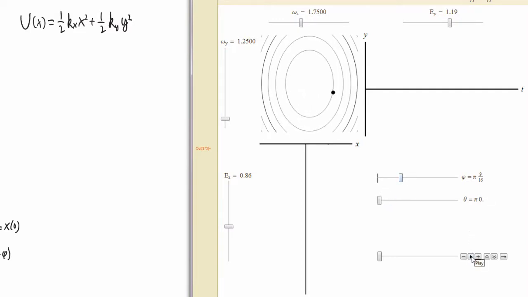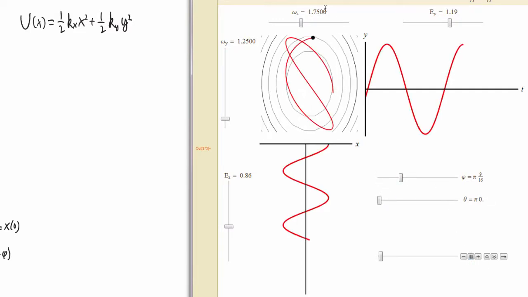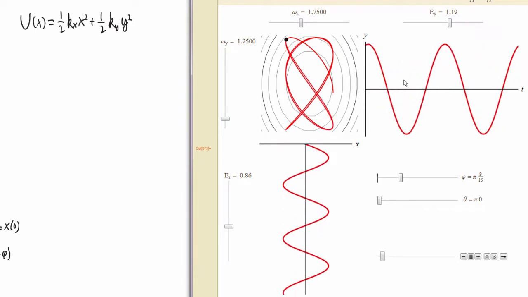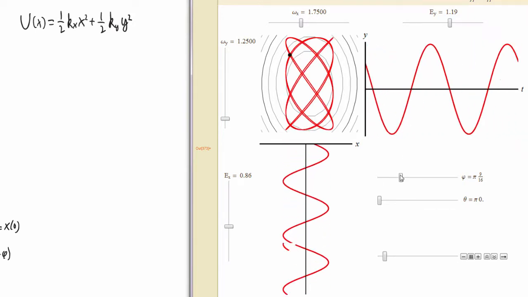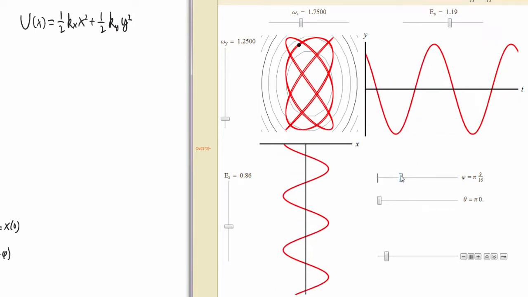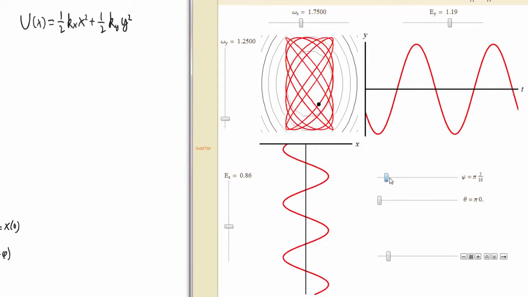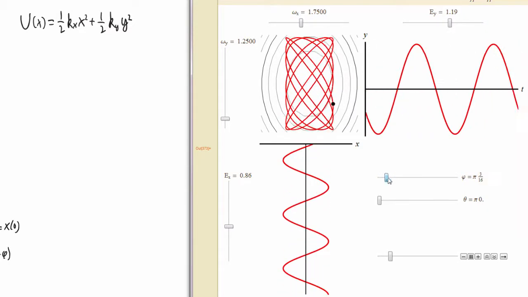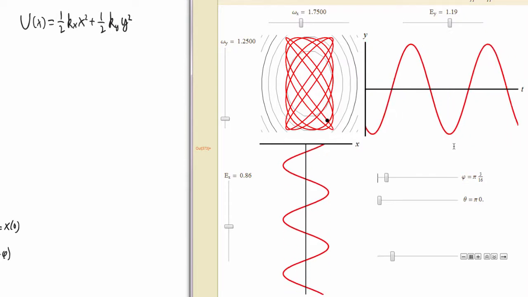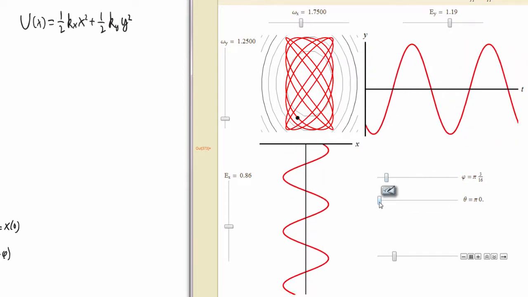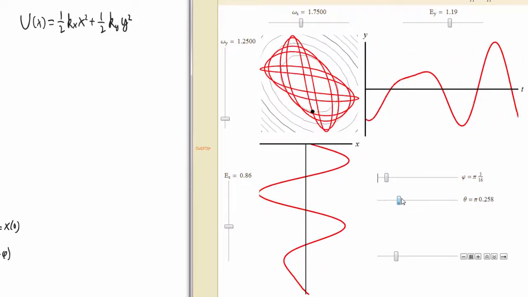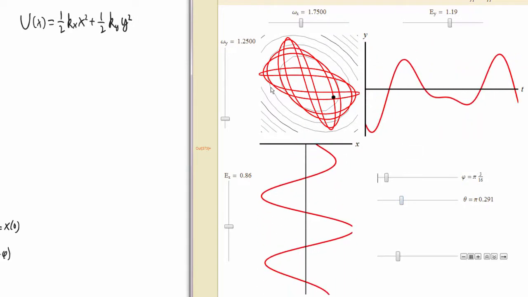So if we were to look at what this looks like here. Now this is a rational ratio again, so we get this repetitive pattern. Let's pick that one. So it repeats. And if I rotate the potential, then obviously the pattern rotates too.